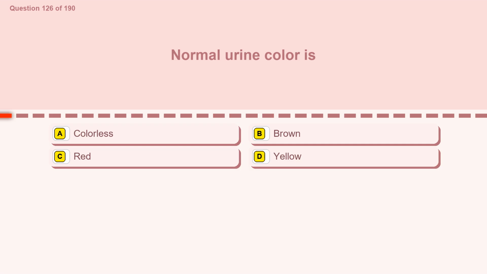Question 126. Normal urine color is Option A, colorless, Option B, brown, Option C, red, Option D, yellow.